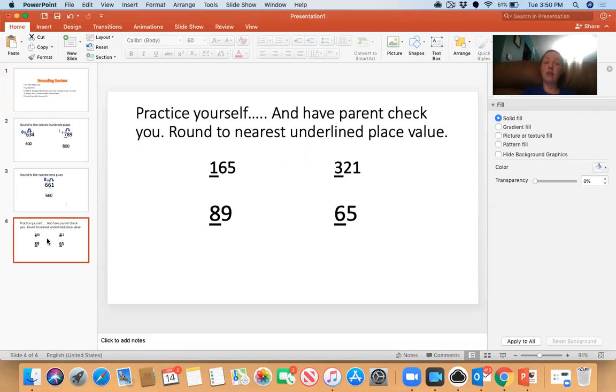So I want you to write down 165 and underline the 1 in the 100s place. I want you to write down 321 and underline the 3 in the hundreds place. I want you to write down 89 and underline the 8 in the tens place. And I want you to write down 65 and underline 6 in the tens place. So write those down, and then after you've written them down, go back to the beginning of the video so you have the steps in front of you that can help you work out and round each of these to the nearest underlined place. So you're rounding to the place that's already underlined.